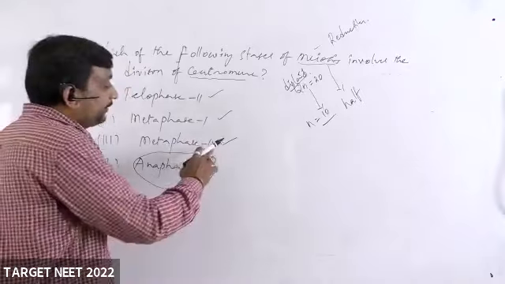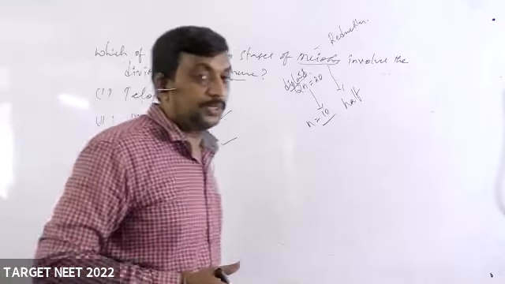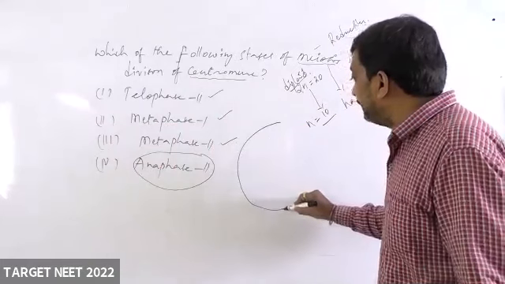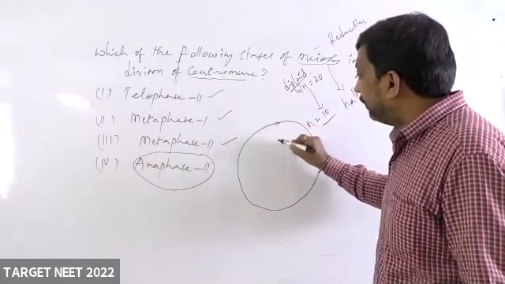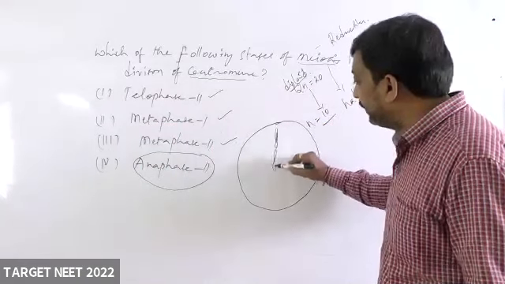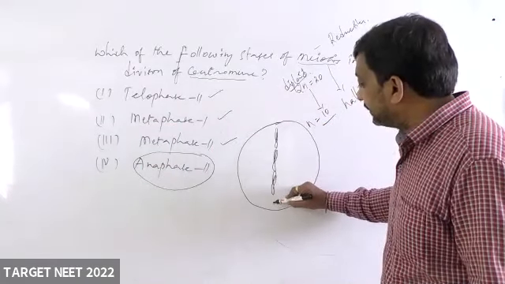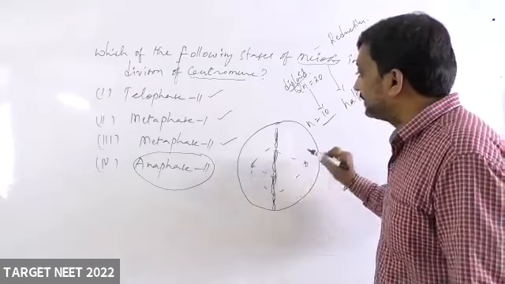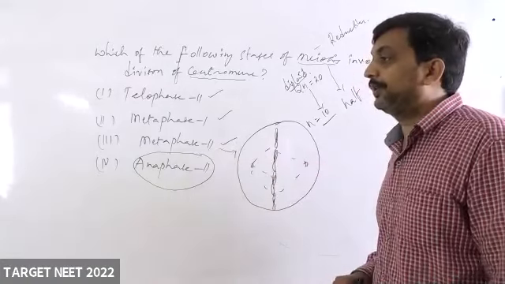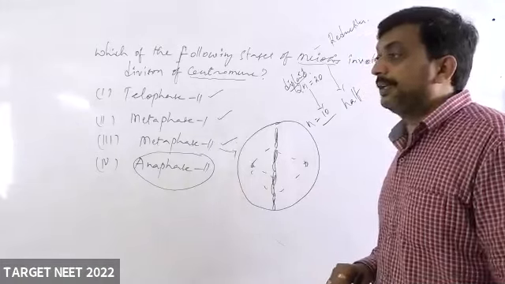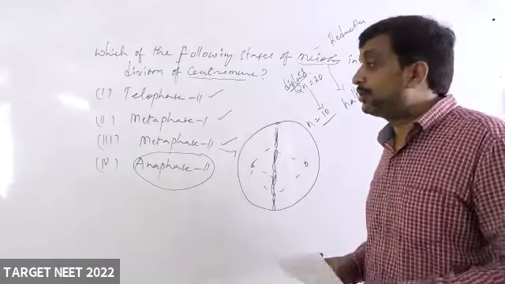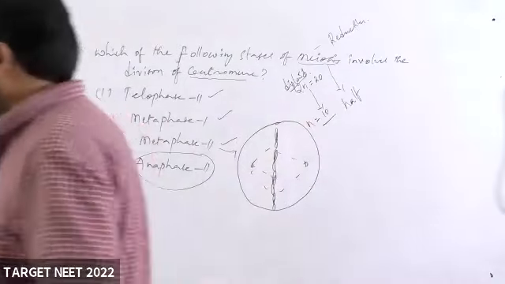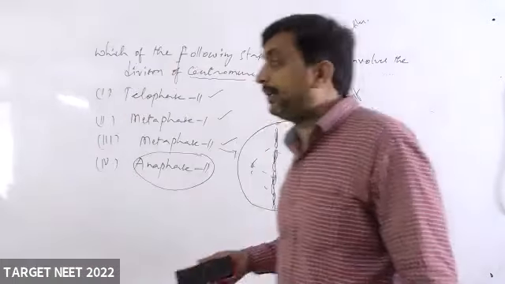Now, what about metaphase 2? In metaphase 2, all the chromosomes align themselves on the equatorial plate. Now, in metaphase 1, the bivalent chromosomes align themselves on the equatorial plate. Metaphase 1 is characterized by the arrangement of the bivalent chromosomes on the equatorial plate.